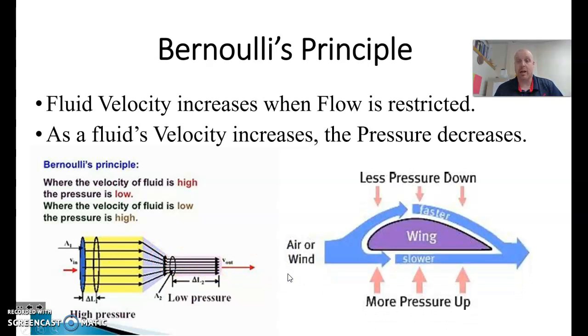This also is true with air. Don't forget, fluids are also gases, the air around us. And this is how aircraft fly through the air. As the wind passes over the wing, it goes slower on the bottom, which means there's higher pressure. But on the top, you have faster moving air, which means there's less pressure. So what ends up happening, the pressure underneath the wing pushes up, which causes lift, which is how aircraft fly.